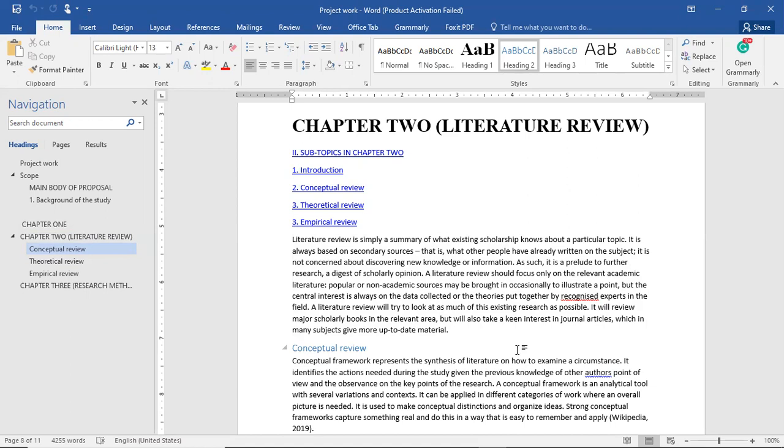Your introduction should tell us what you are about to do, areas you would like to touch on, and what we are to expect from your chapter 2. That is what your introduction must tell us.